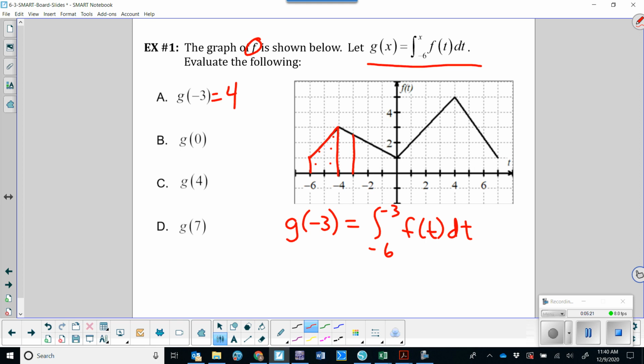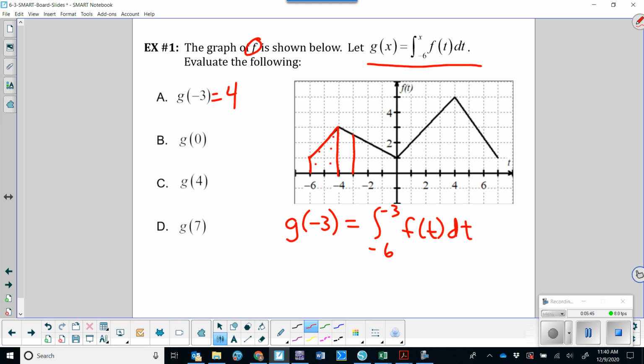So I could just do the trapezoid rule. It's 1/2 the height, which is 1, times base 1 plus base 2. Well, base 1 is 3. Base 2 is, I guess we'll have to call it 2.5. So 3 plus 2.5 is 5.5.